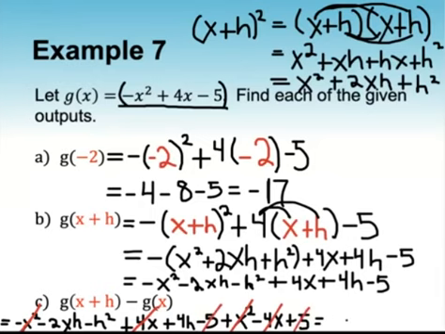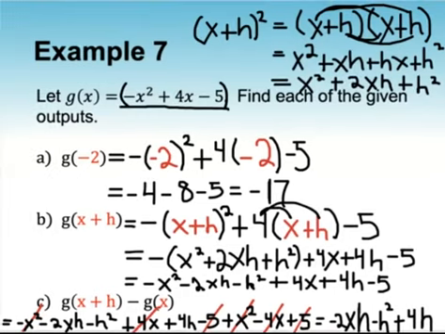So I'm left with, for my output, negative 2xh minus h squared plus 4h. Now, one thing that I would like to point out here is that for part A, our input was a number. Our input was negative 2. And so notice that our output was also just a number, negative 17.